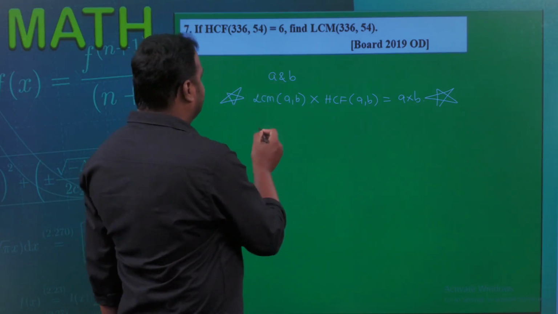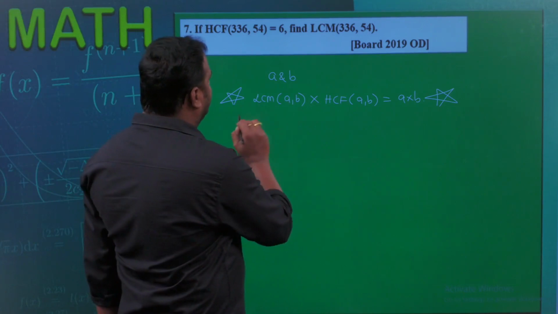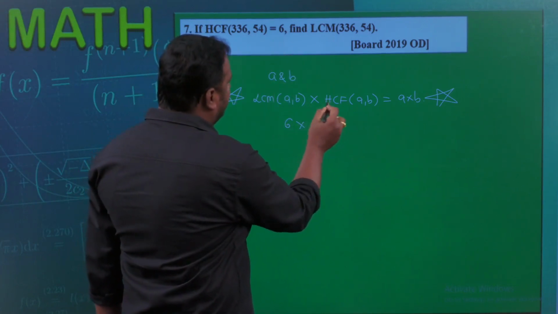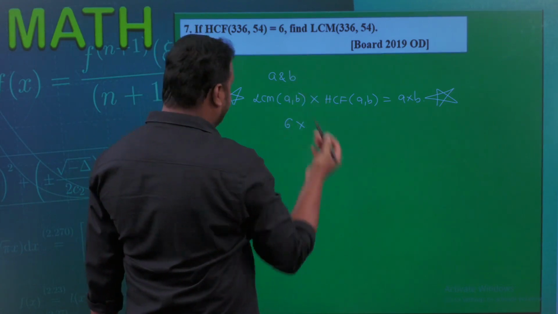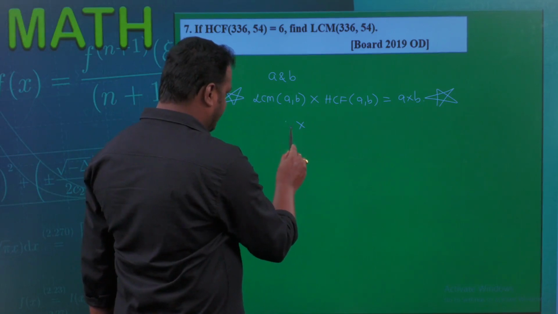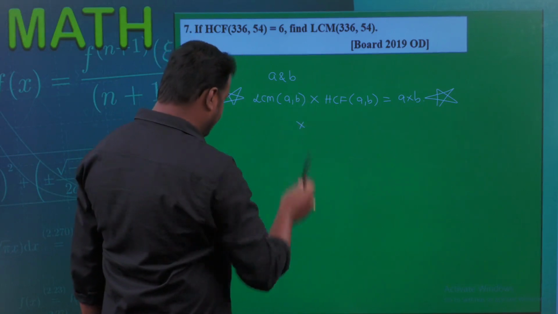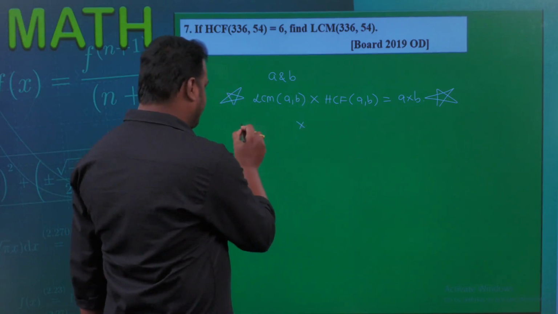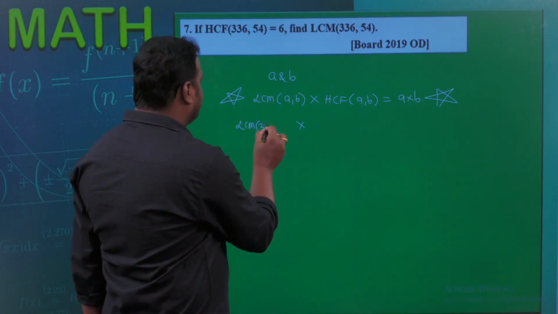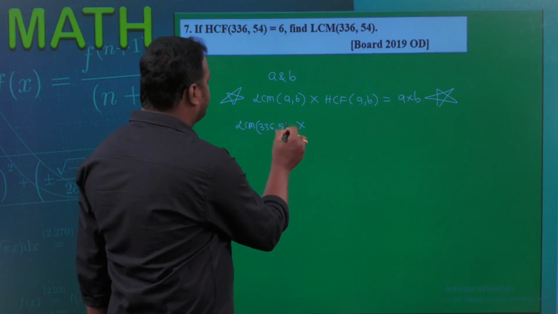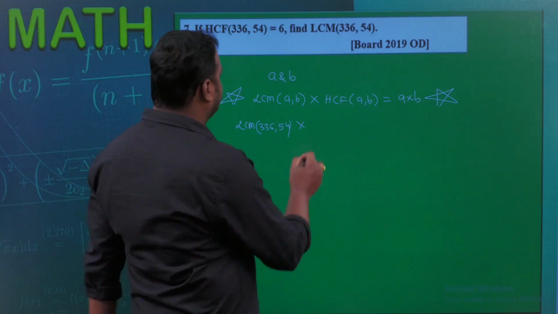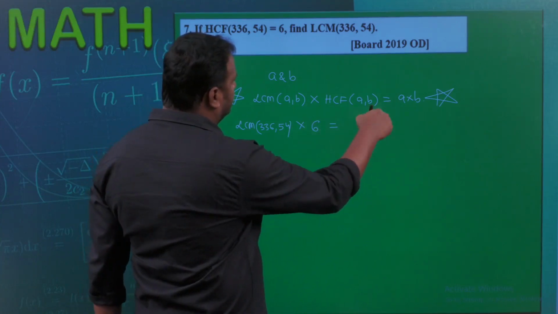Okay. See here, the problem is the LCM of A, B. What is the HCF of A, B? That is 6. I don't know what the LCM is, because I am going to find the LCM here. So I would write LCM of the numbers 336, 54 into the HCF of those two numbers, which is 6, is equal to the product of the two numbers.